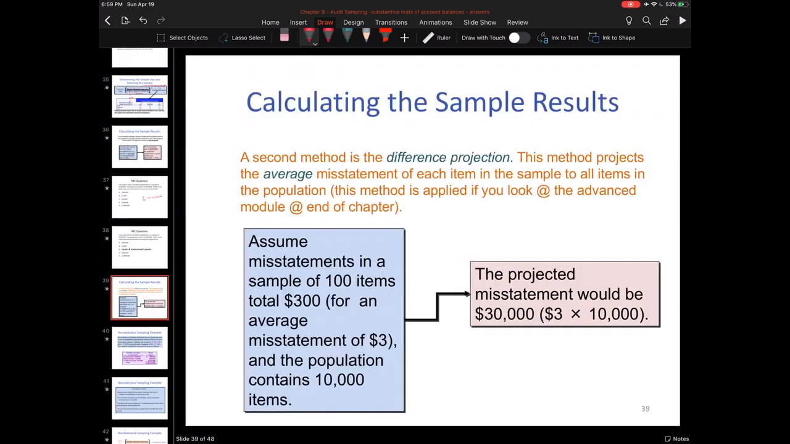Another methodology you can use, which we won't be using in a lot of our examples, but sometimes you do see, is difference projection.